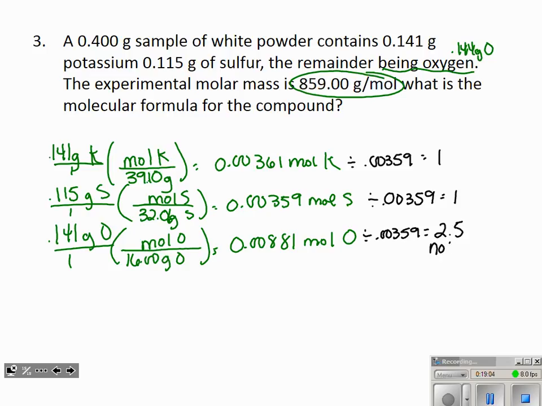This is not roundable. So what we're going to do is double all of our number of moles. So this 1 becomes a 2, and that's the subscript. This 1 becomes a 2, and that's the subscript. 2.5 times 2 becomes 5, and that becomes the subscript of the compound. So we finally have our empirical formula that's going to help us get the molecular formula that the problem has asked us for. And our empirical formula is K2S2O5.